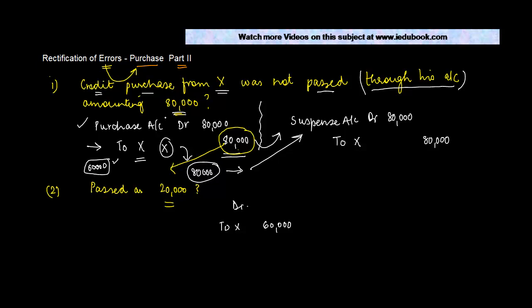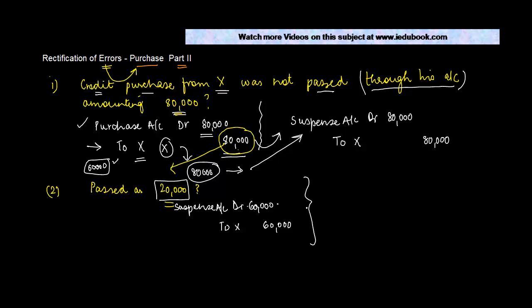Again, there is no indication as to where this entry has gone. I mean the 60,000. When we would have passed the purchase entry, we would have debited purchase by 80,000. Right? The credit went to his account only for 20,000. So where did the 60,000 go? Yet again we don't have an answer, so we will again put this in the suspense account. Right?